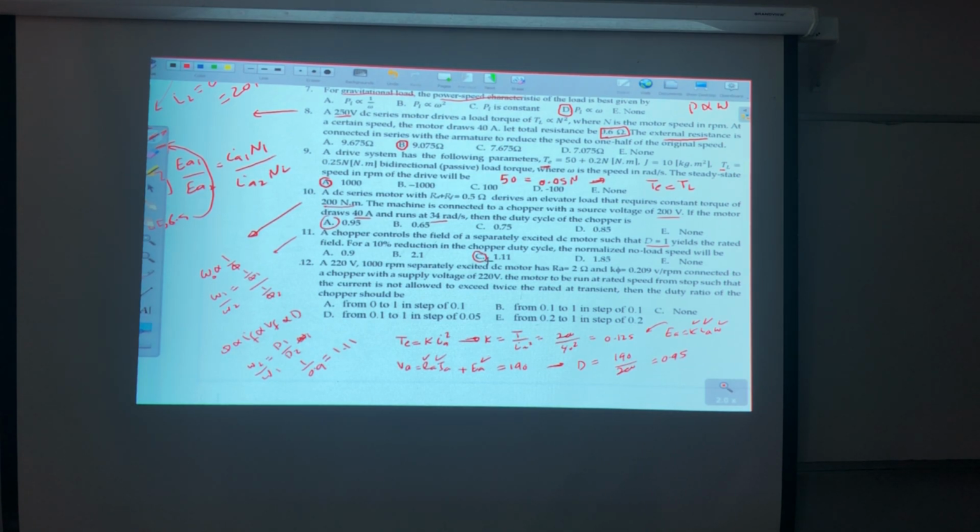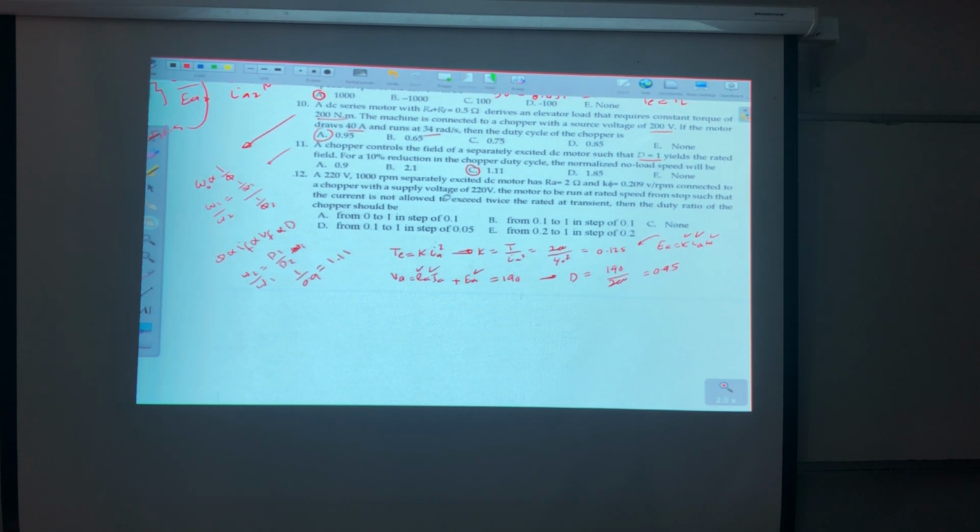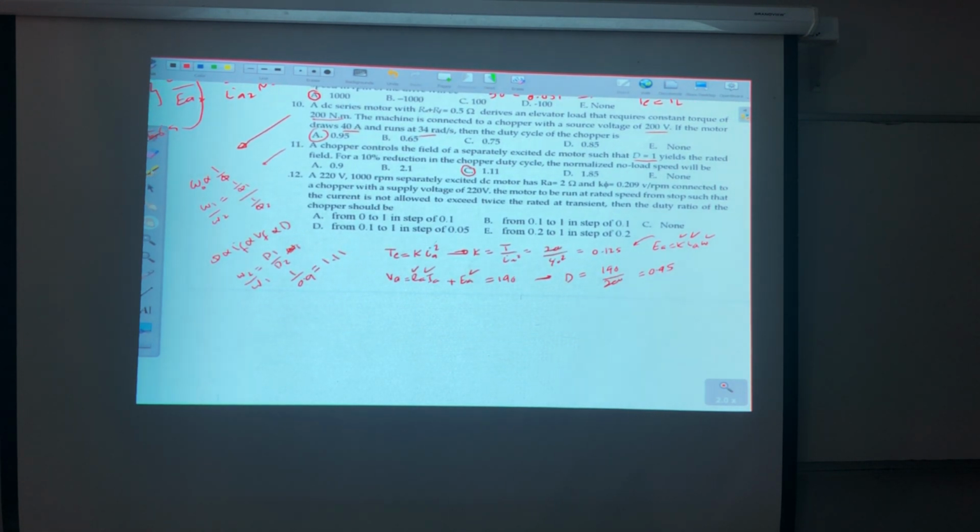12. Simply I'm having a separately excited machine, and I need to start the machine such that the current is never allowed to exceed the maximum, 2 times the rated. So simply, if here I'm having 2 lines, one to represent the rated current, I rated, the second one will be what? 2I.